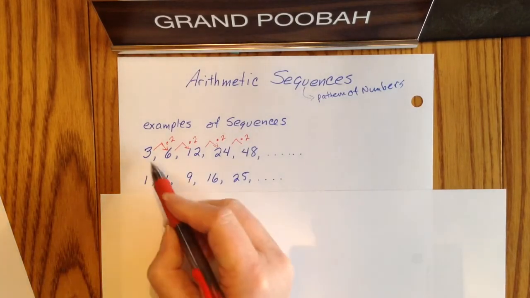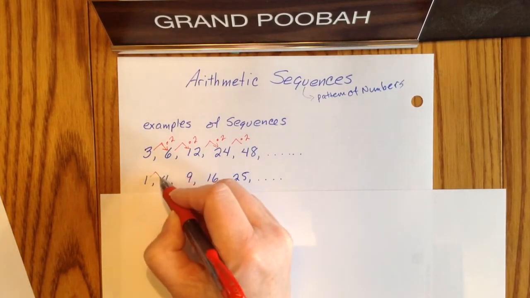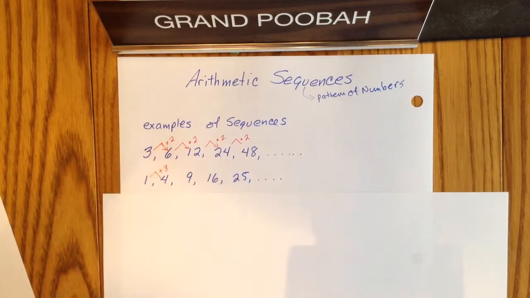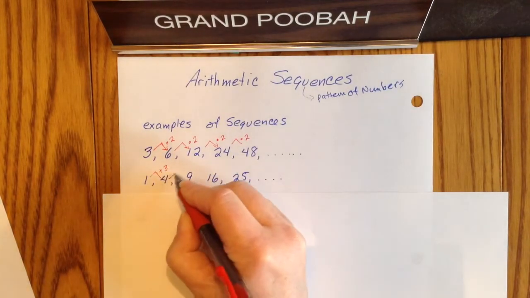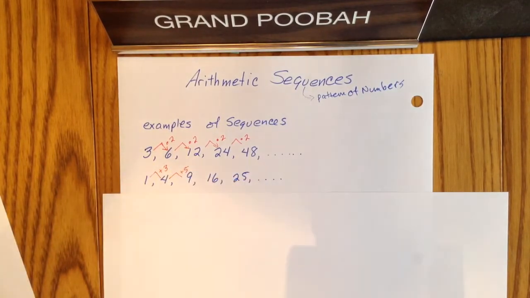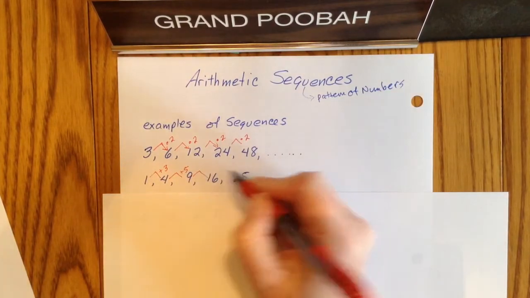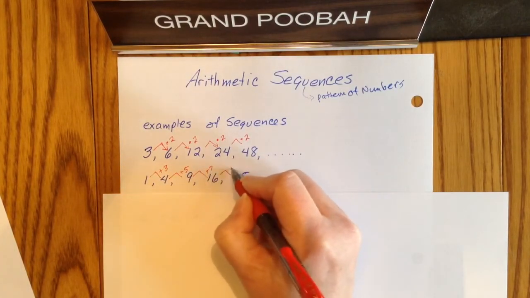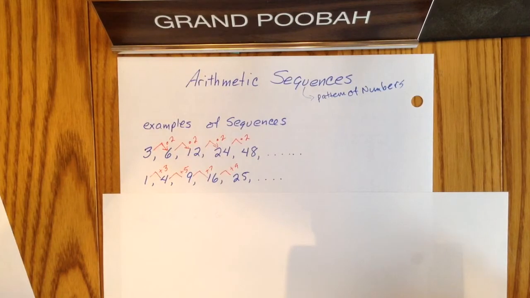No. If we go from 1 to 4, you could say you're adding 3. From 4 to 9, you're adding 5. 9 to 16, you're adding 7, and then adding 9. Oh, so this pattern is the perfect squares, but it is also adding the next consecutive odd number. Yeah, let that sink in.